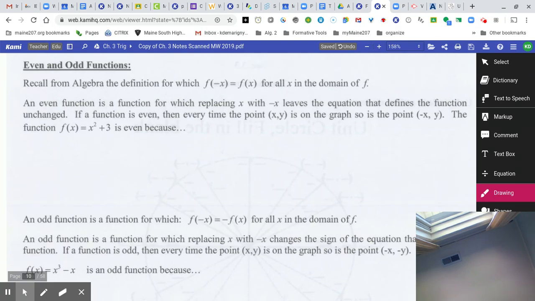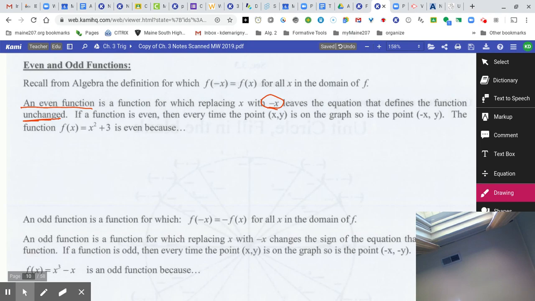So even and odd functions, if you remember from algebra, when you were in Algebra 2, the definition is f of negative x is equal to f of x for all x in the domain of x. If you have an even function, it is a function for which replacing the x with its opposite leaves the equation that defines the function unchanged. So if I put a negative in place of my x, it's going to kick back out to me the exact same thing I started with. In other words, the even functions do not change the value of my original function.